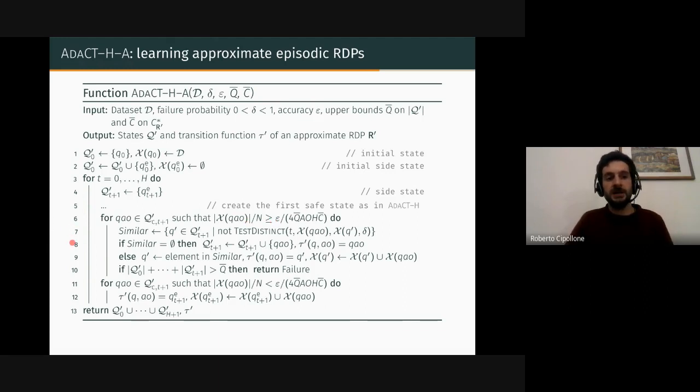So these lines are just like the previous version of the algorithm, no changes here. If this is false, however, we don't learn anything about these states. We don't estimate anything, and these are mapped into a sink state with zero reward. That's the idea.